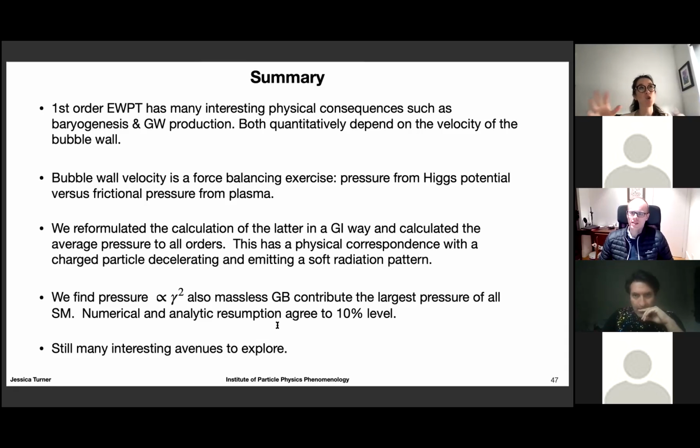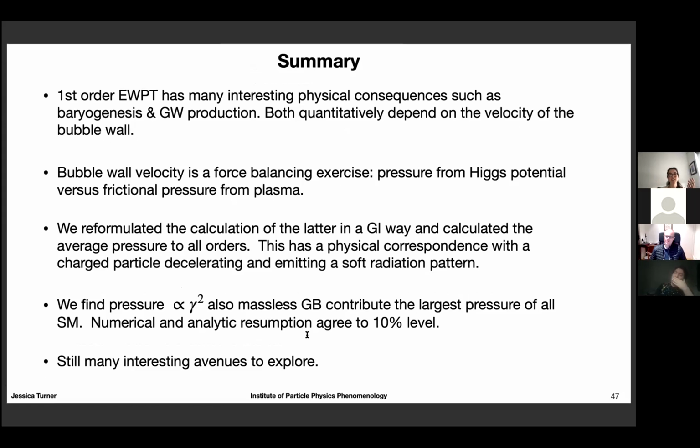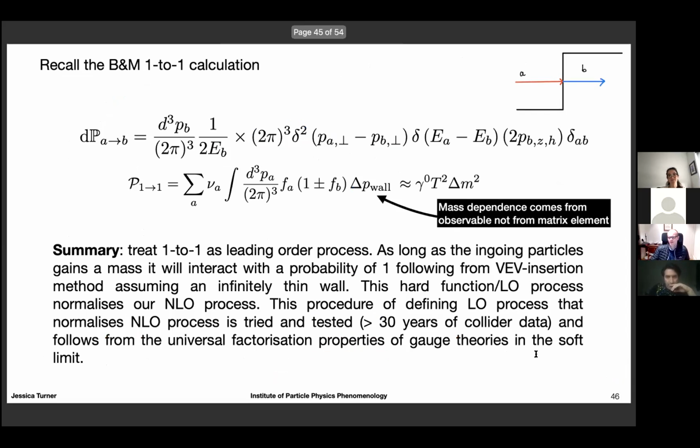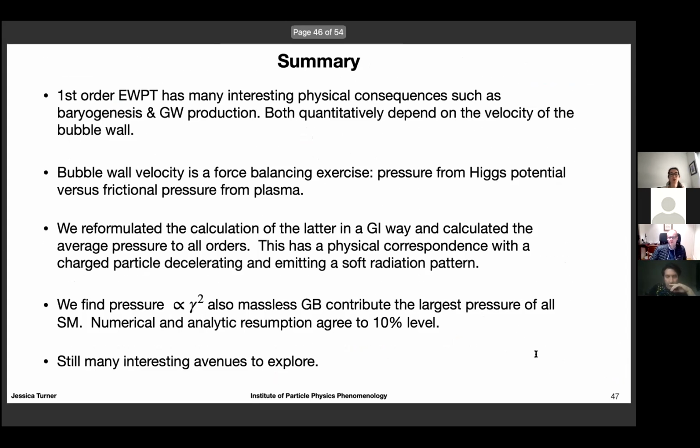And by softening the wall, the hard function, or this leading order function, we may not get this cancellation, which means it's mass independent. So there may be some mass dependence on the ingoing particle. It'll also be a function of the wall width, so that probably will feed into that.